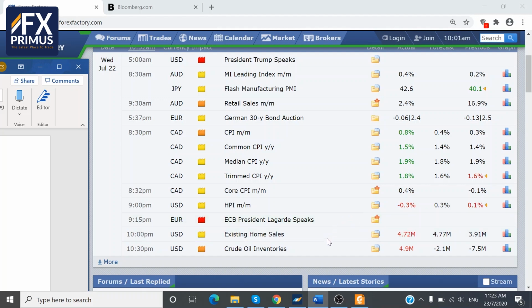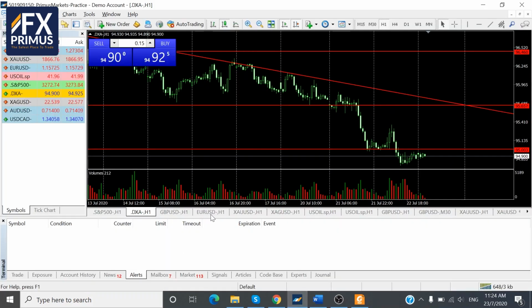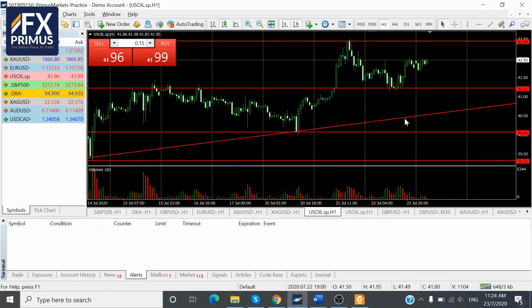So we also had the crude oil inventories data yesterday at 10:30 p.m. and the numbers were pretty bad. Markets were expecting supplies to reduce by 2.1 million barrels. However, inventories actually increased by 4.9 million barrels. So again, the actual numbers showed more supply than expected. Theoretically, this should push down the oil prices. However, yesterday we just saw the oil prices consolidating. Okay, this was oil prices.